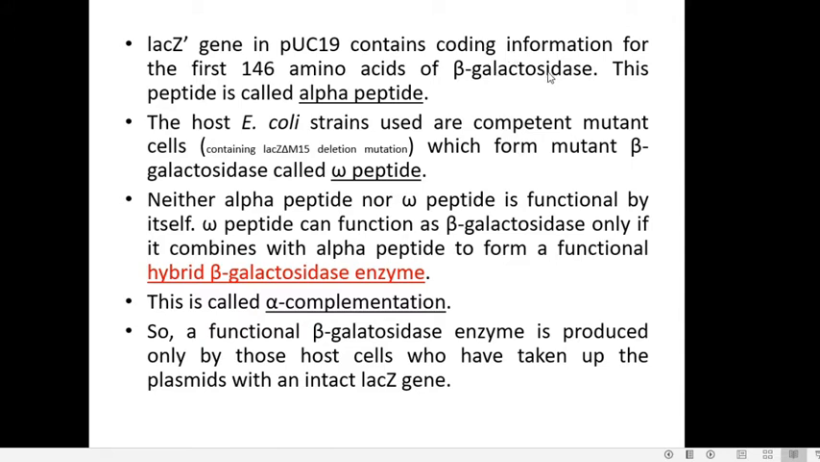Beta galactosidase is an enzyme which is a part of the lac operon in E. coli. In E. coli, there is an operon called the lac operon, and one of the enzymes coded by this lac operon is beta galactosidase, which is involved in the metabolism of lactose. Beta galactosidase is very important in the metabolism of lactose. So this is a usual enzyme produced in E. coli, but this beta galactosidase enzyme has two parts. One is called the alpha peptide and the other is called the omega peptide. So we will go to alpha peptide first.